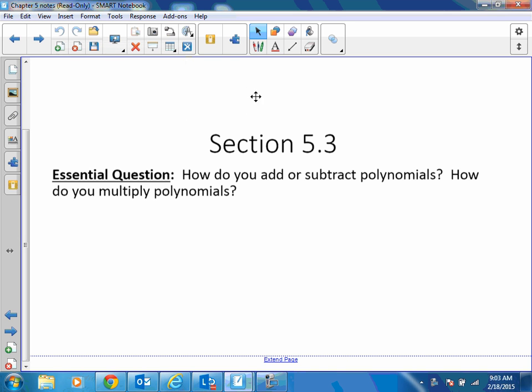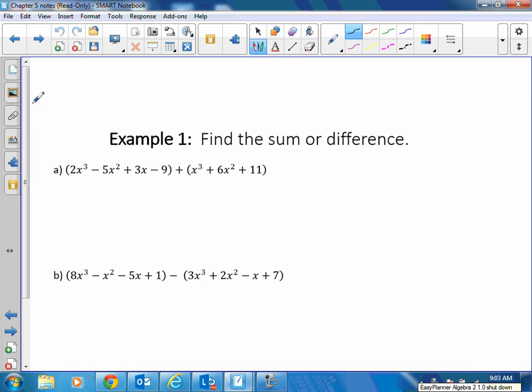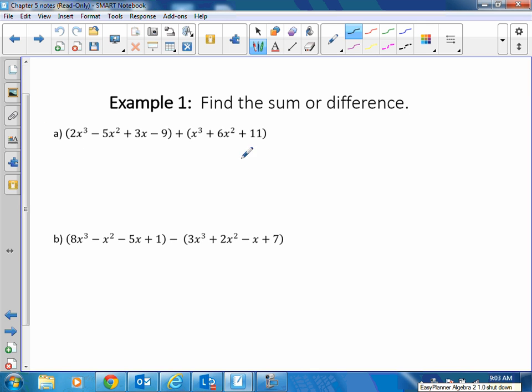Section 5.3, such a question: how do you add or subtract polynomials? How do you multiply polynomials? This is not just a section about polynomials. Remember, we study quadratics, which are anything to the x squared, and polynomials are anything beyond x squared, so x cubed, x to the fourth, x to the fifth, and so on and so forth.